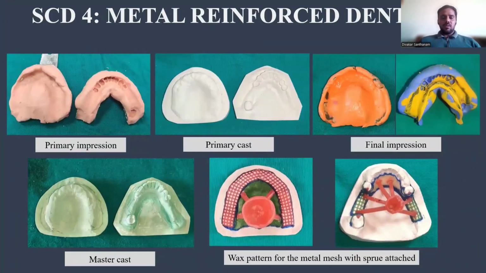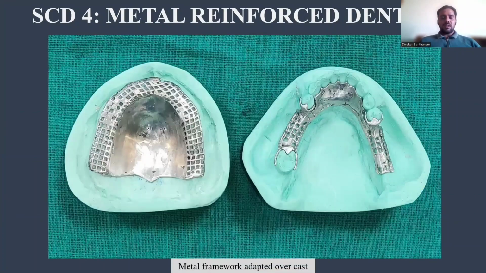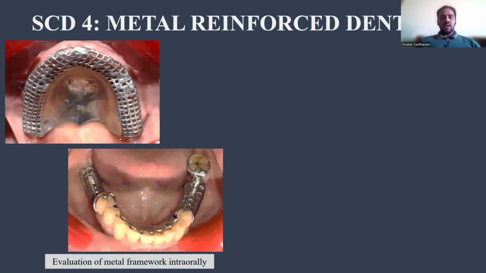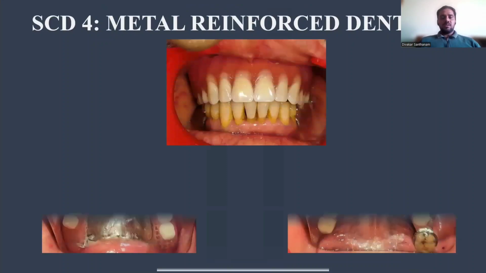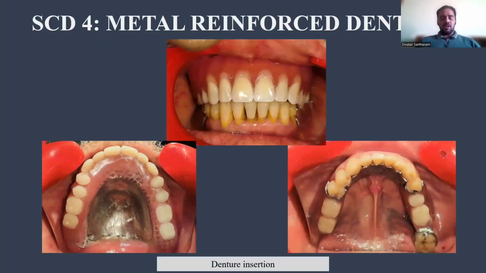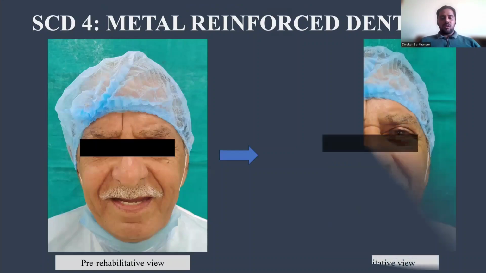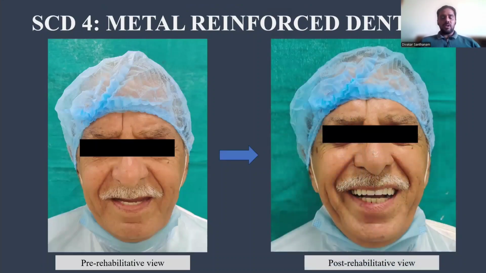The steps start in the conventional manner: primary impression, primary cast, final impression, master cast. Over the master cast, we did the wax pattern for the metal framework in the maxillary arch and the mandibular arch, and screws were attached. Then conventional casting was done. This is the final metal framework adapted over the cast. The framework was tried in the patient's mouth, then jaw relation, teeth arrangement and try-in were done. This is the final rehabilitated intraoral view, and the pre and post rehabilitative view of the patient. To reduce the combination syndrome, this metal reinforced denture won't displace or compress the tissues, so the combination syndrome will be decreased.